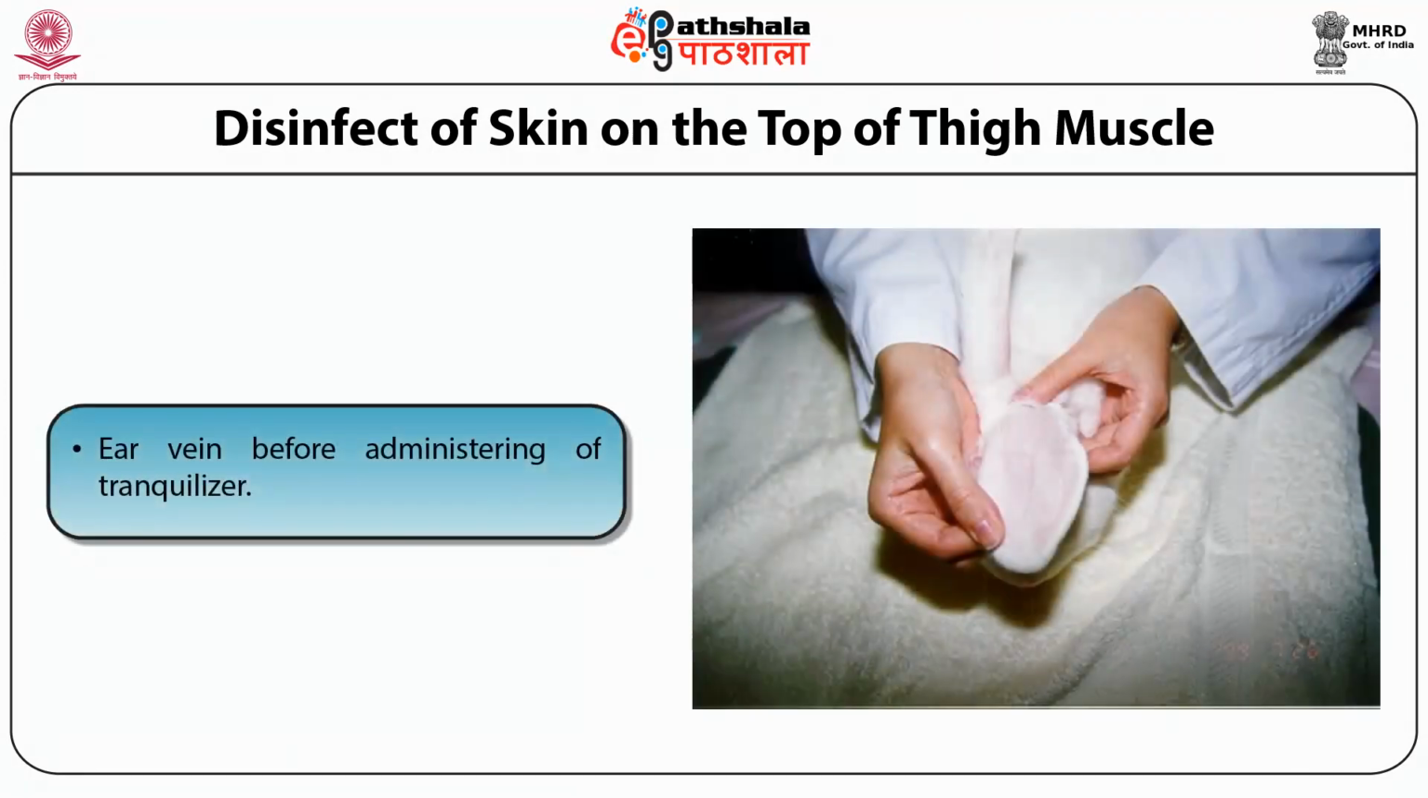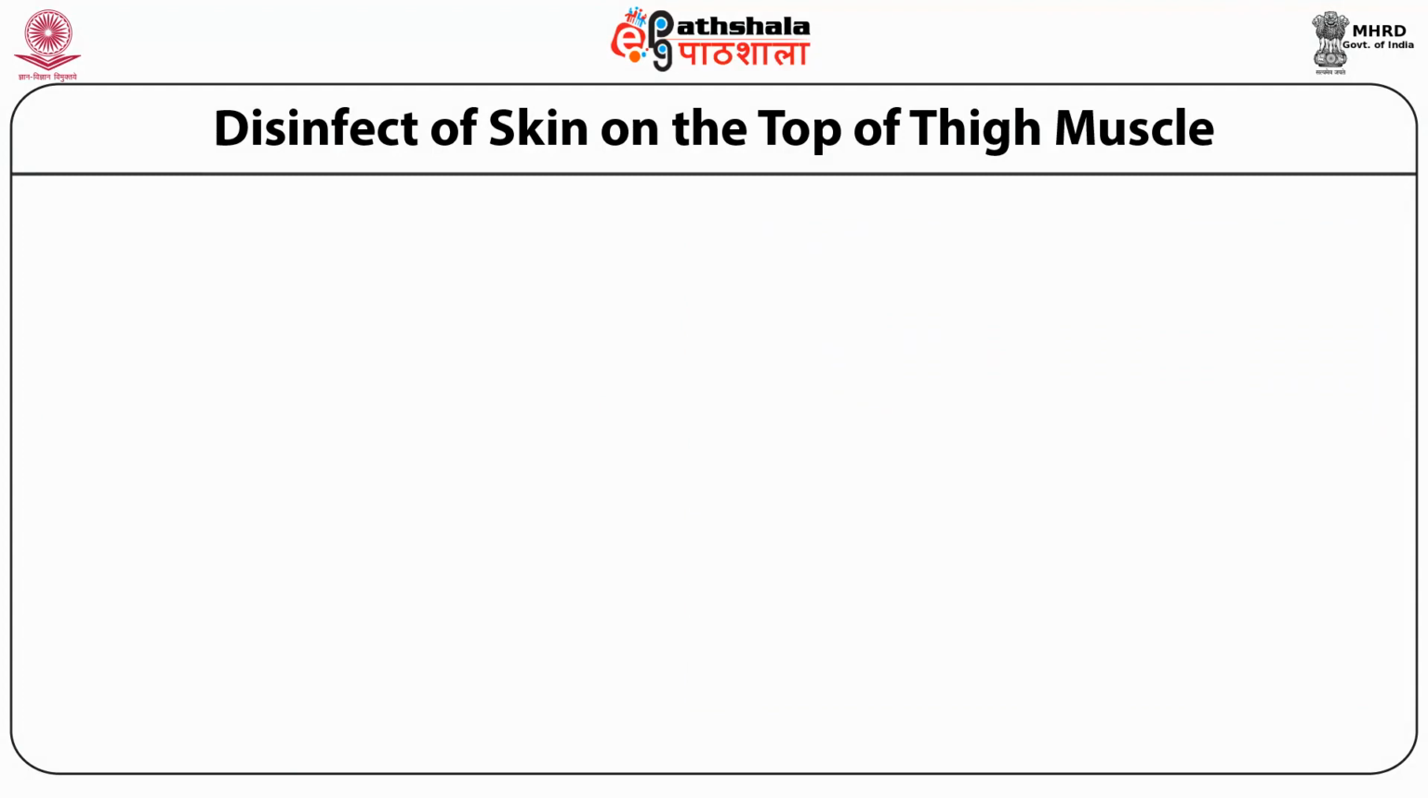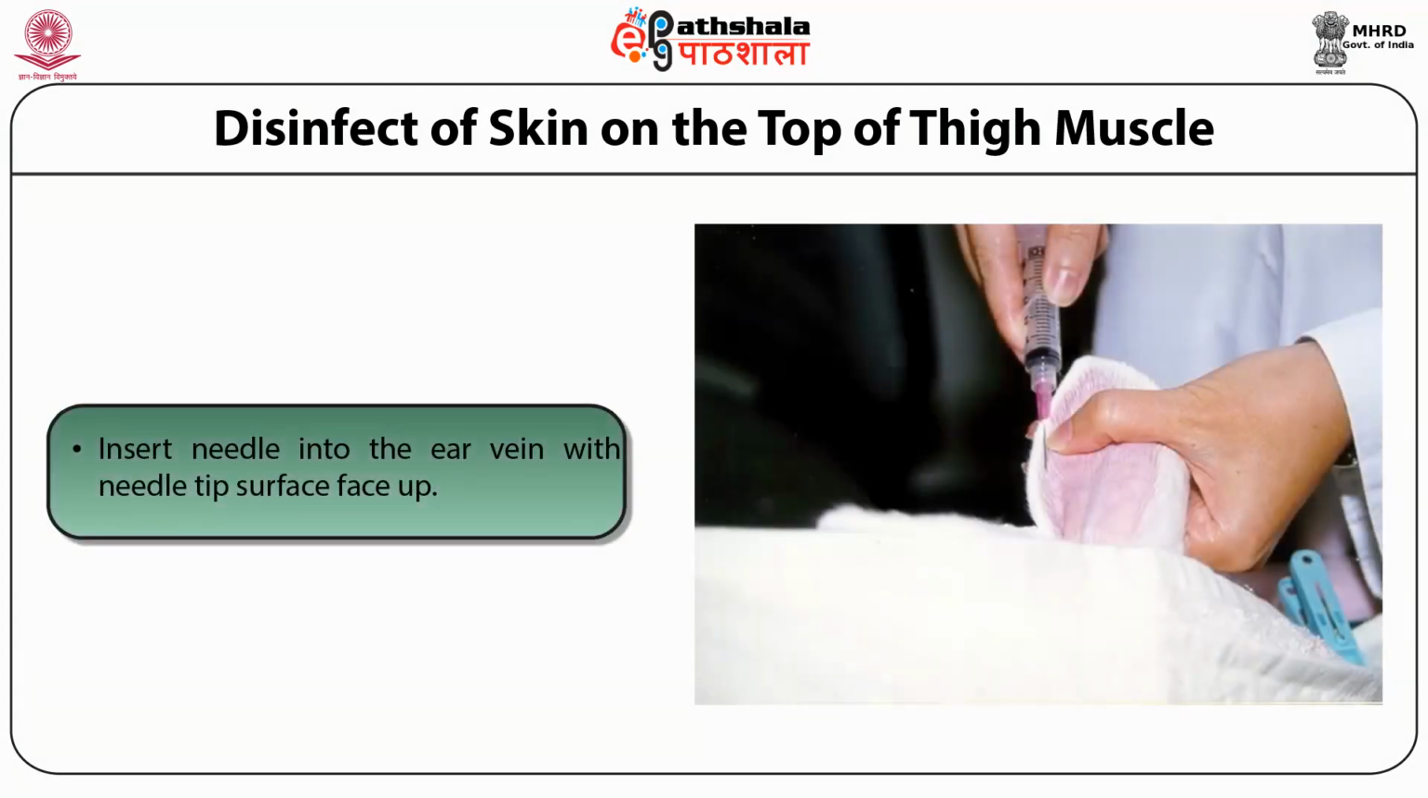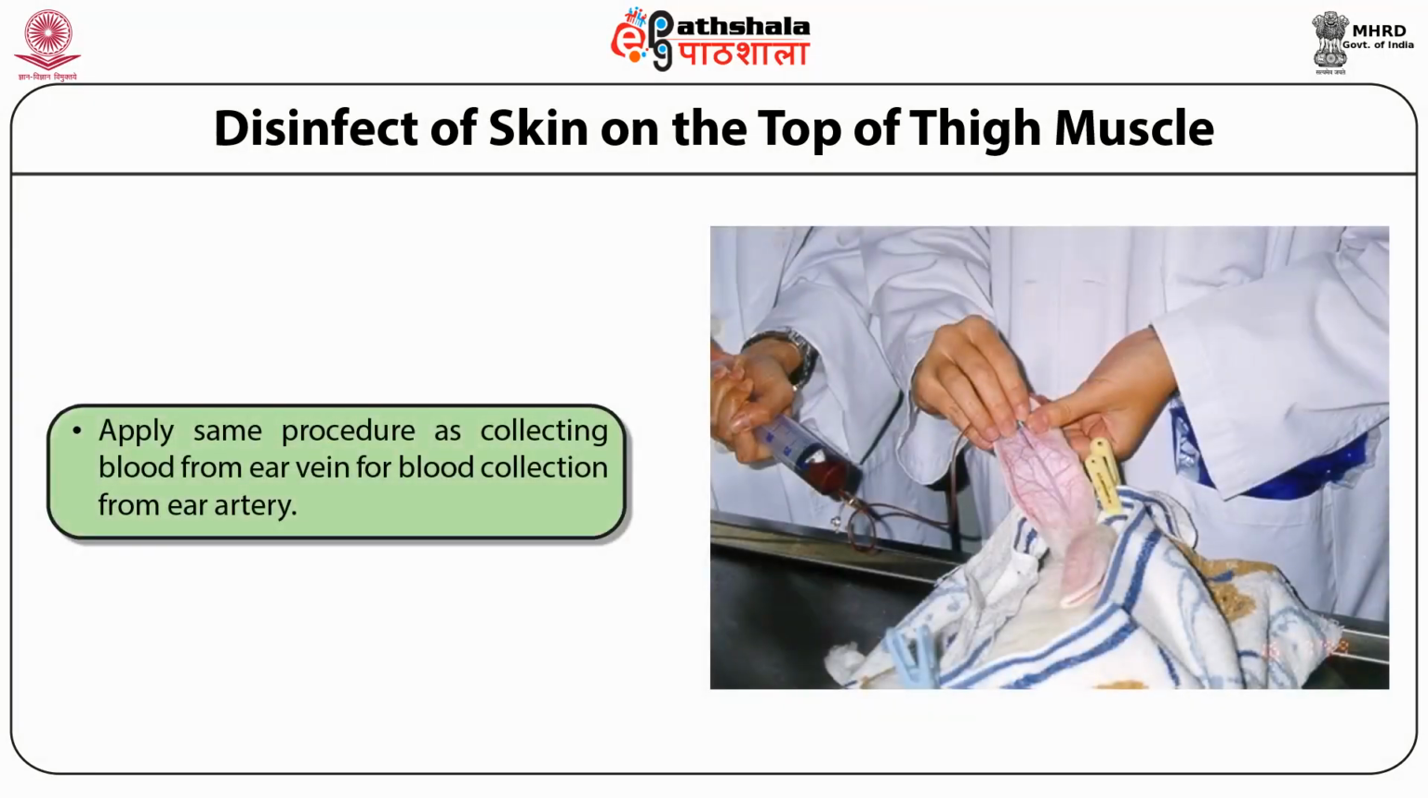And this is how the ear vein looks before administering a tranquilizer into the rabbit. This is how the injection procedure is done in the ear vein of the rabbit. There is another type, a butterfly needle, which is also available, where the ear vein is directly inserted with a butterfly needle, and the blood can be collected via the butterfly needle.